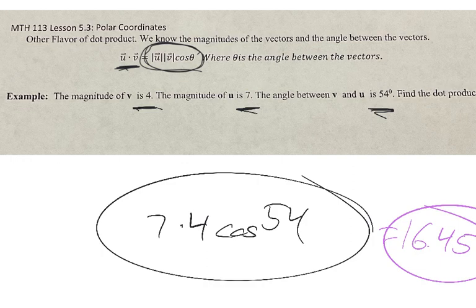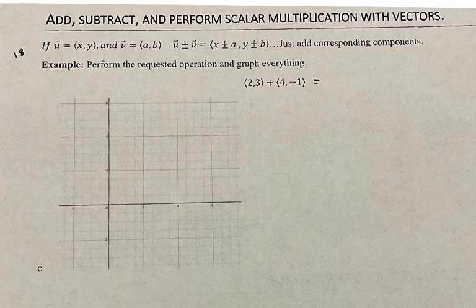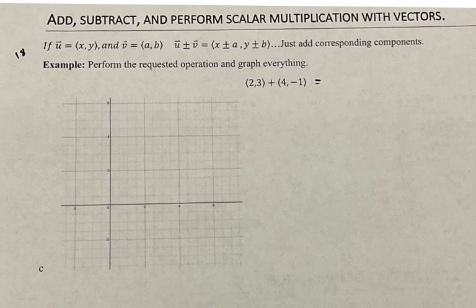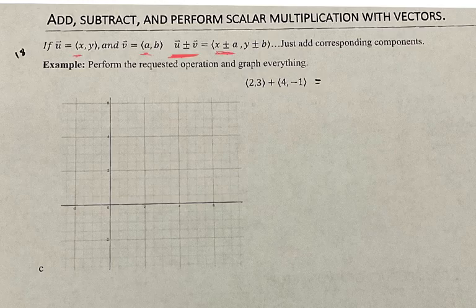Here's another way to do dot product. Right? But when I learned dot product, this is the way they taught me first. Which is, if vector u is x, y and vector v is a, b, then we could add or subtract the vectors. If I added the vectors, guess what? You add the x components, you add the y components. So let me show you algebraically how to do it. If I added the x components, I would get 6. If I added the y components, I would get 2. Okay?